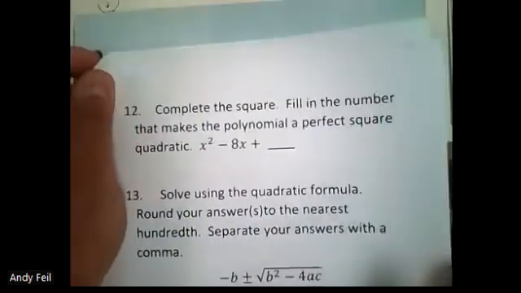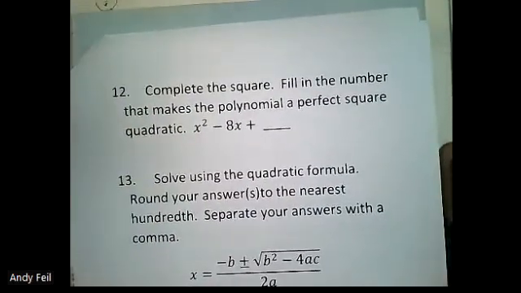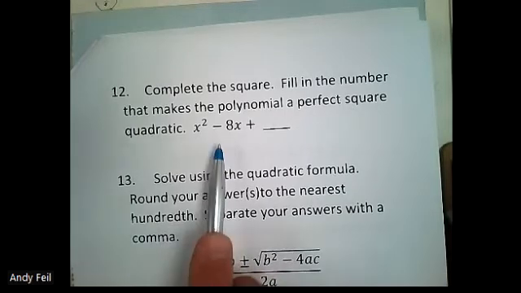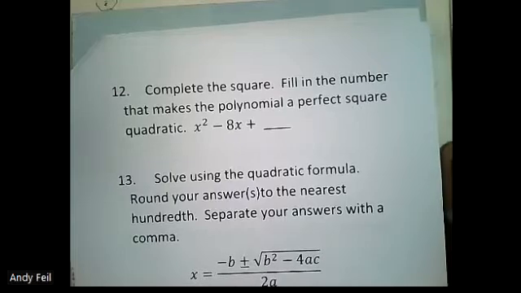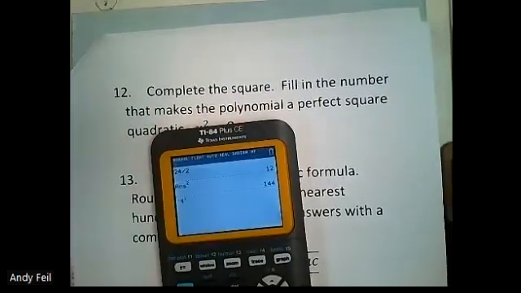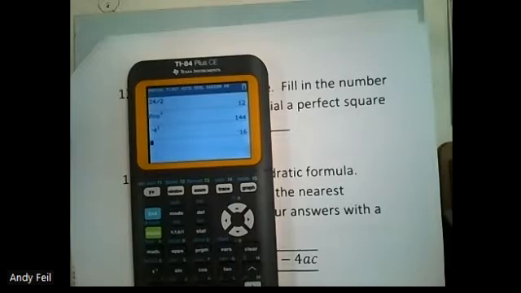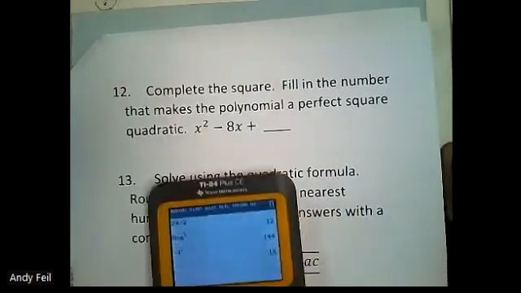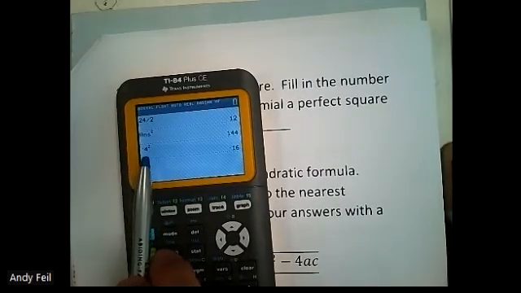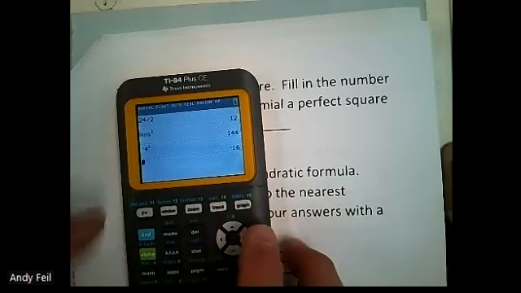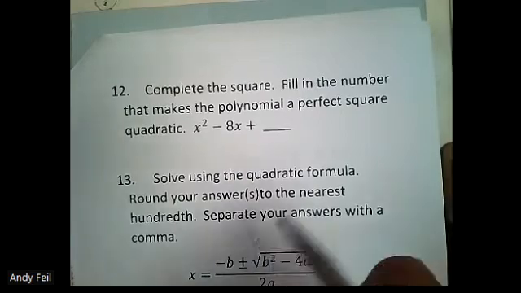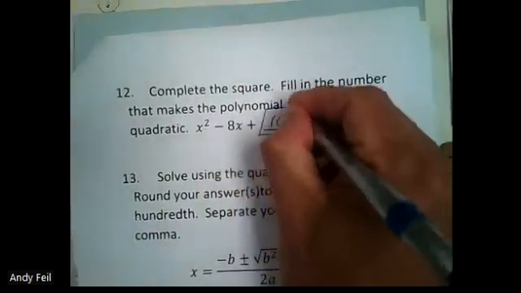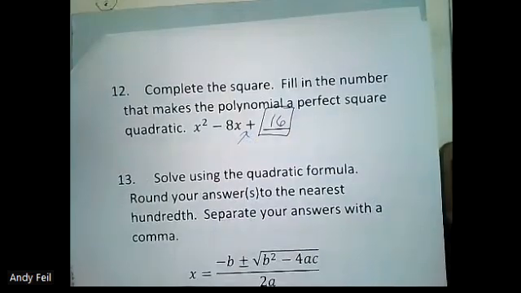Number 12. Tell me why a lot of people are going to get number 12 wrong. It's just as easy as the other one. Because of the negative. What's half of negative 8? Negative 4. Now, if I type in negative 4 squared on my calculator, what just happened? It's supposed to be a positive 16, isn't it? Because what did I do wrong? How did I type that in wrong? Got to put it in parentheses. So positive 4 or negative 4 squared should be positive 16. Now, did I kind of give you a hint when I put a plus right there? So you know it's going to be plus.